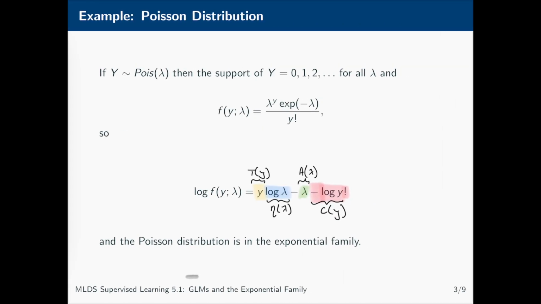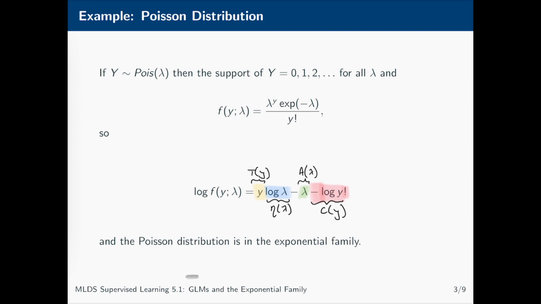I just claimed that the Poisson distribution is a member of the exponential family, so let's put that claim to the test. If y follows a Poisson distribution with parameter lambda, then the support of y is going to be the values 0, 1, 2, and so on through the integers, for any value of lambda. And the density function for y is going to be given by lambda to the y, e to the minus lambda, all divided by y factorial. Therefore, our log density function takes the following form, and we can identify our terms within this.